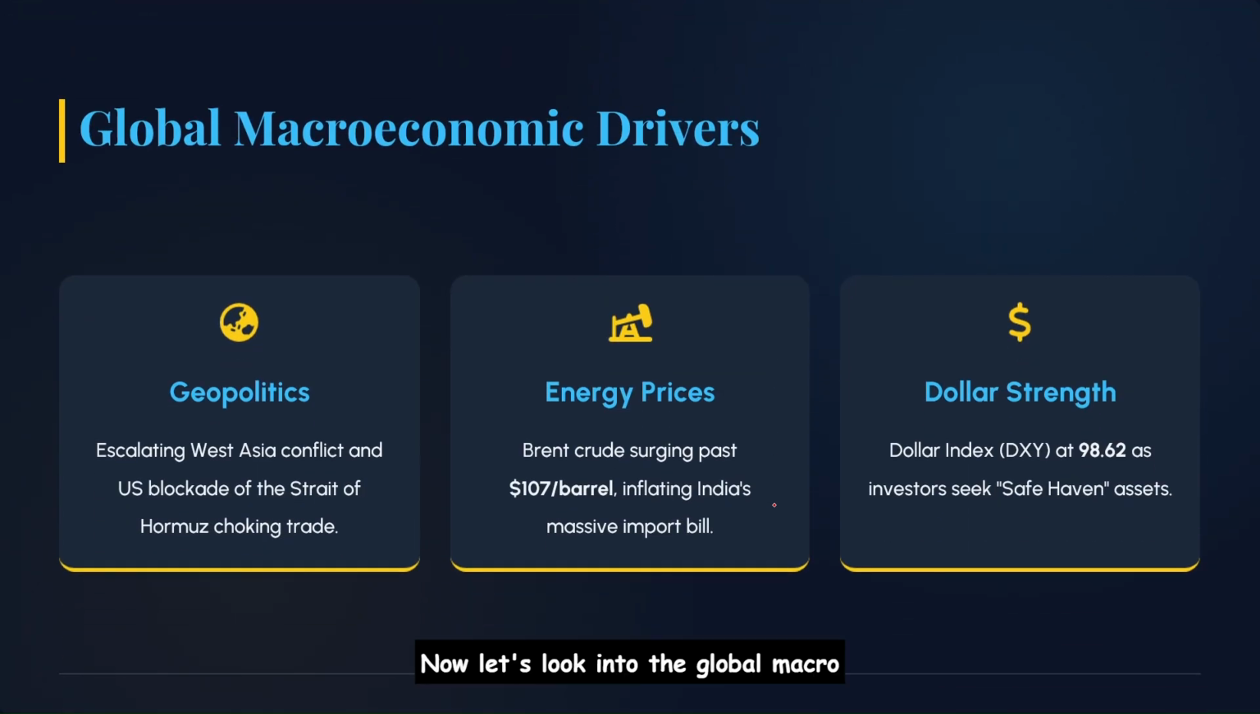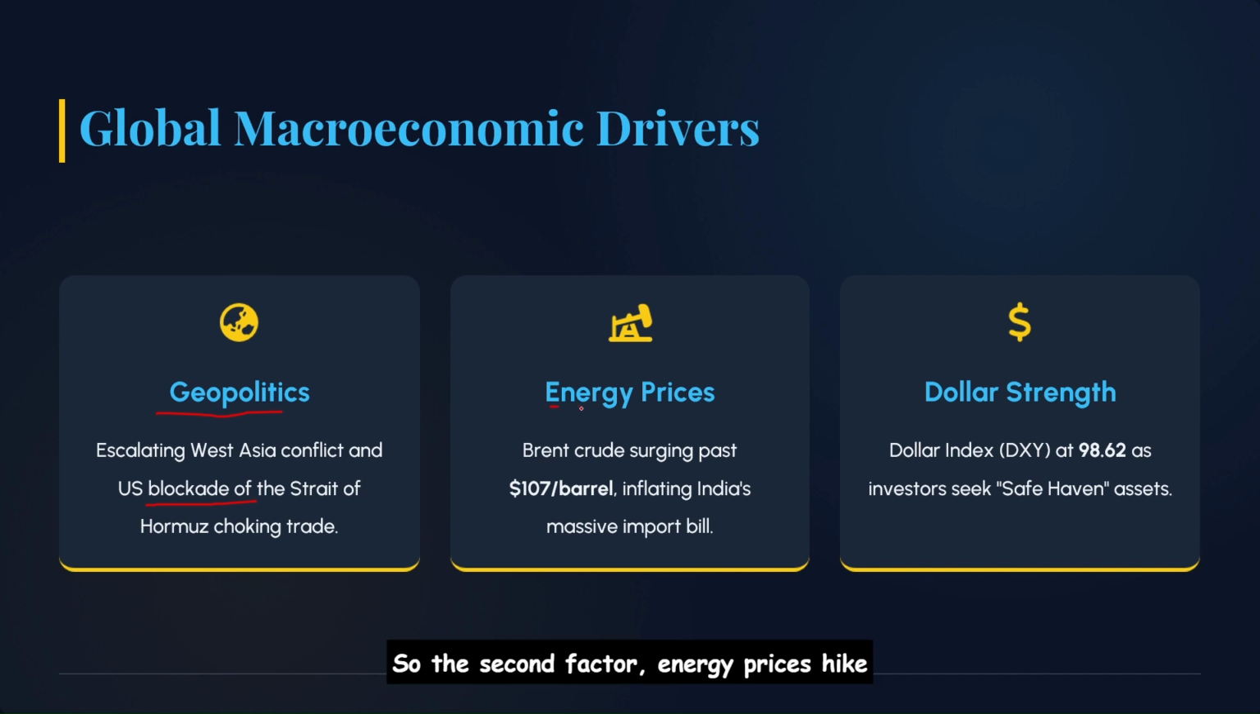Now, let's look into the global macroeconomic drivers behind the weakening of the rupee value. There are three major factors. First one is geopolitics. The escalating West Asia conflict and the US blockade of the Strait of Hormuz is affecting our trade. This is creating a trade deficit for us. What is trade deficit? When you pay more money for your imports but earn very little money from your exports. So basically, when a country's import is greater than export, that is called trade deficit.